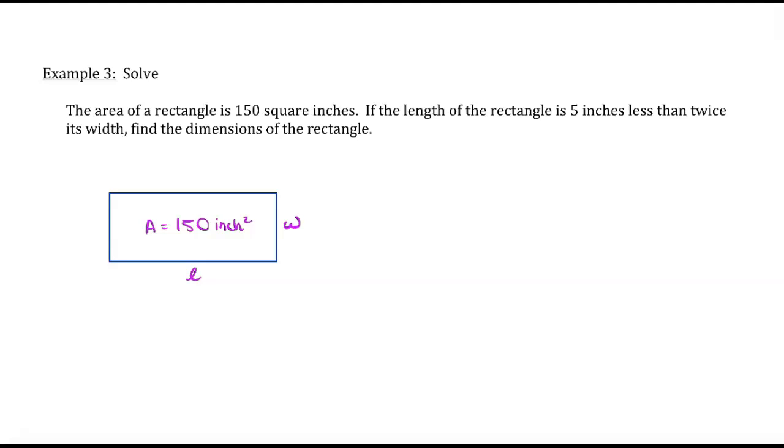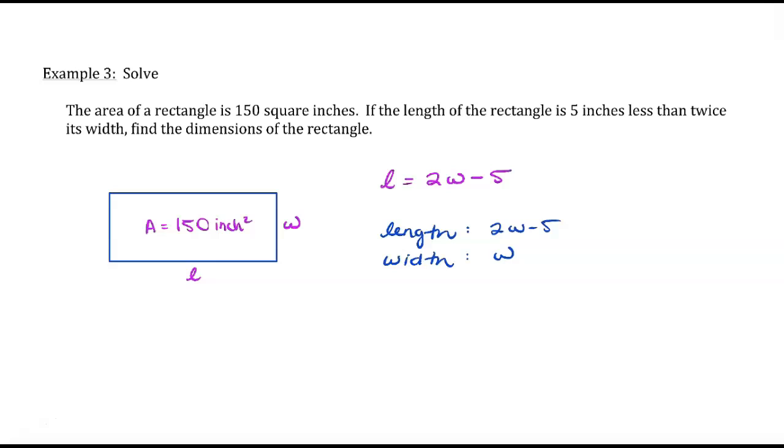We are told that the length of the rectangle is 5 inches less than twice the width. That is, the length is equal to 2 times the width, take away 5. That means that our two unknowns in this case are the length, 2w minus 5, and the width, w.